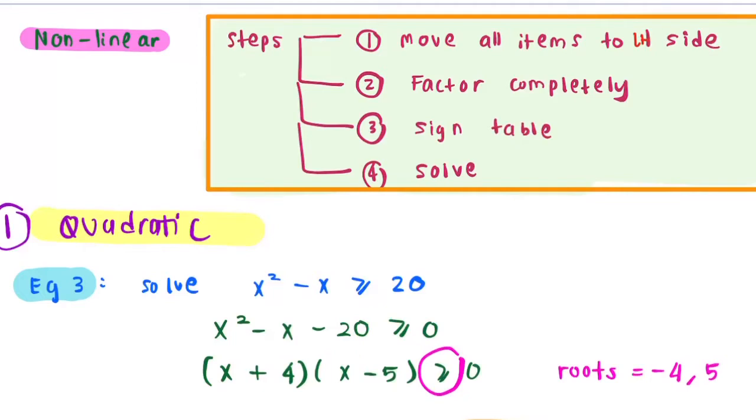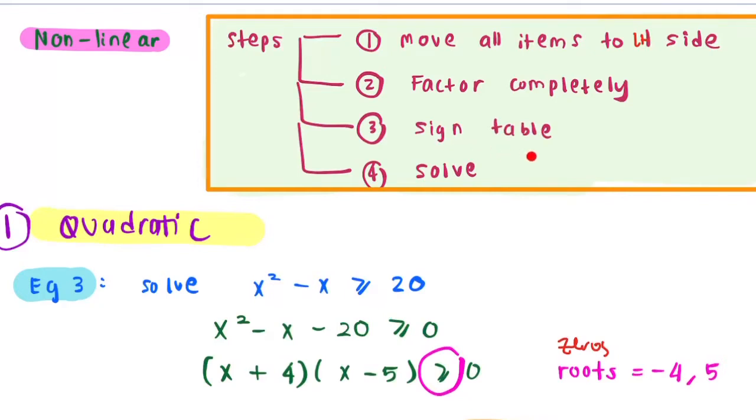After that, let's do the second step, which is factor it completely. Since this is a quadratic, just use your calculator to factorize this. And then from here, take out the roots. Okay, we call it roots or we call it zeros. So solve this. x plus 4 equal to 0, you'll get x equal to minus 4. x minus 5 equal to 0, you'll get x equal to 5.